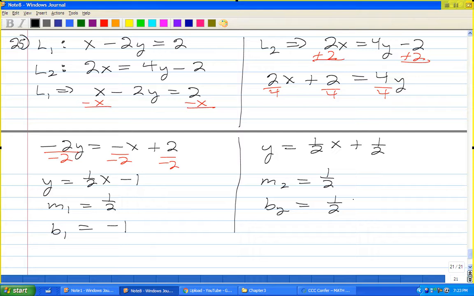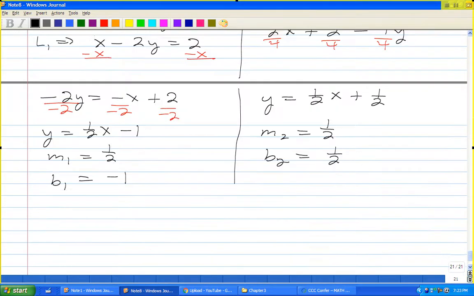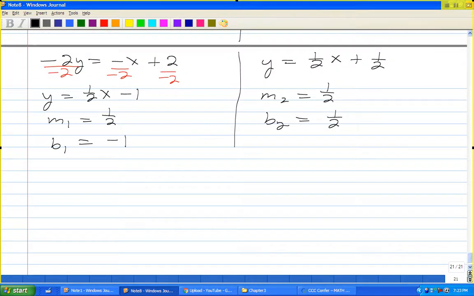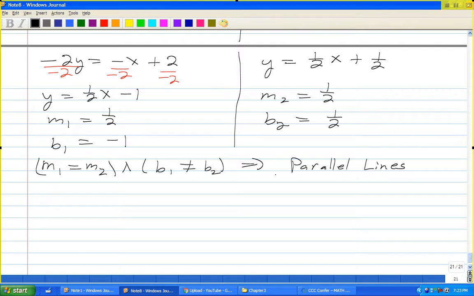Okay. And so the slopes are equal, and the y-intercepts are not the same. Therefore, this is a case of parallel lines. So it means that this is not going to have any solution.